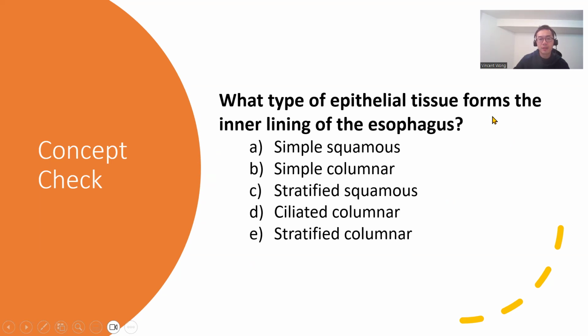What type of epithelial tissue forms the inner lining of the esophagus? As I said several times, because there's a lot of cold, hot, spicy, acidic stuff going down our esophagus all the time, we need to protect it. And the best way for protection is stratified squamous.